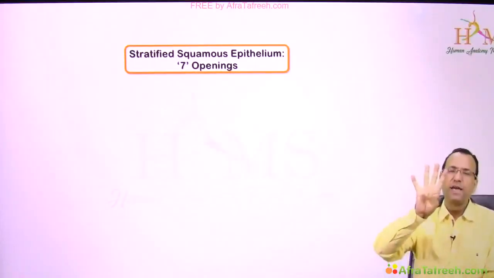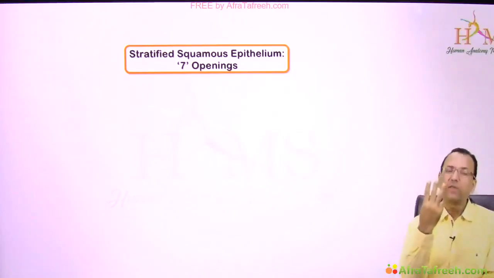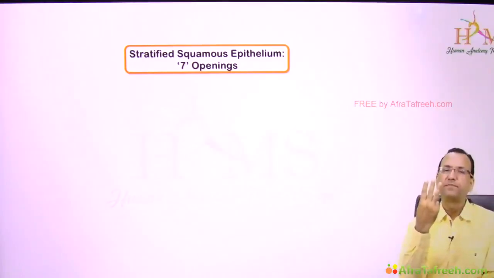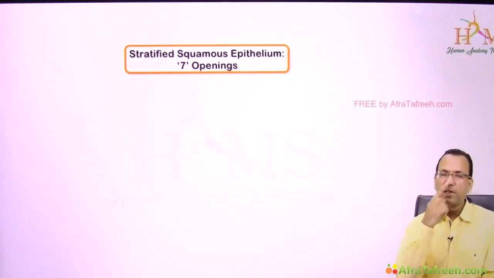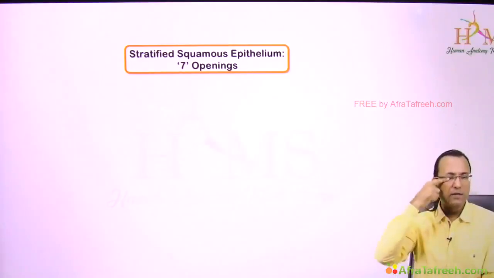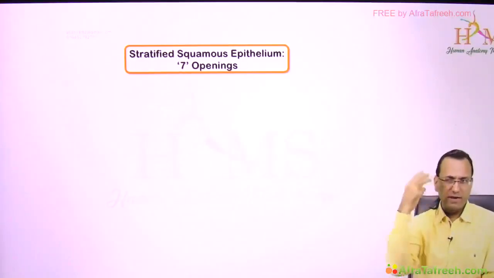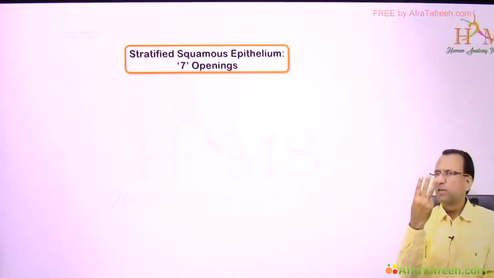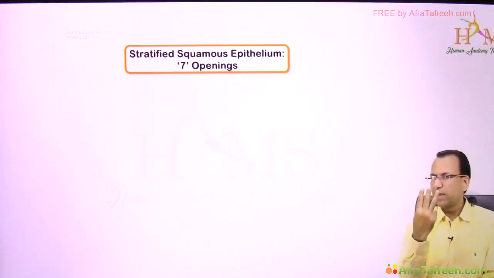4 on the face and 3 on the perineum. What are the 4 openings on the face? The oral cavity, nasal cavity, eyes and the ear. And what are the 3 openings in the perineum? You know that. Urethra, vagina and anal canal.